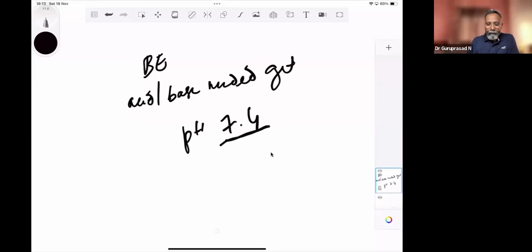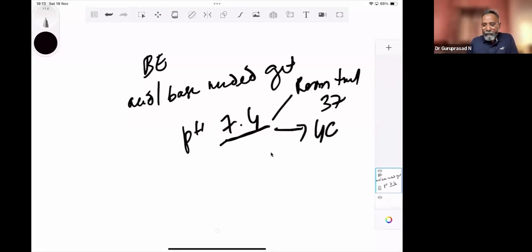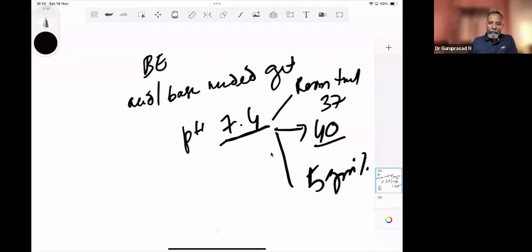But again, what are the other criteria? There should be a room temperature or 37 degrees. Then regarding carbon dioxide, they don't take the respiratory part into consideration. So it is presumed that the PCO2 is 40 and the Hb is 5 gram %. This is how the machine calculates. It is an in vitro calculation. Basically it is the amount of acid or base needed to get the pH back to 7.4.